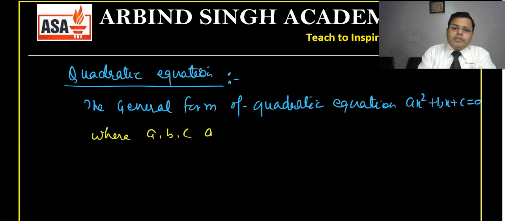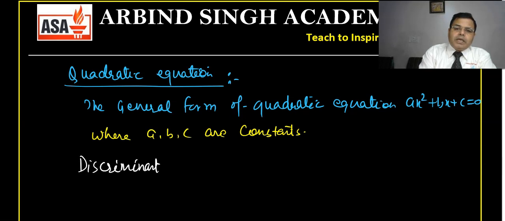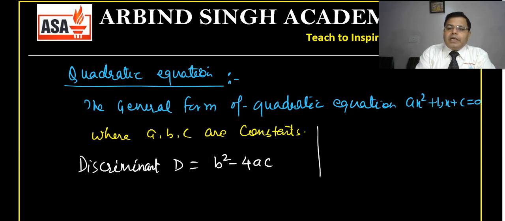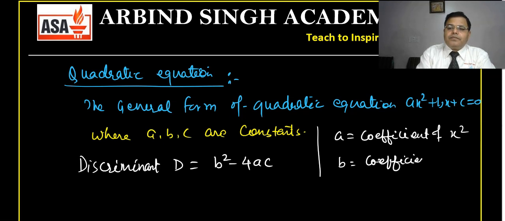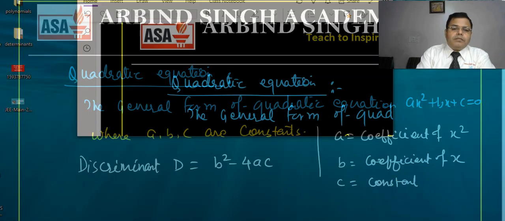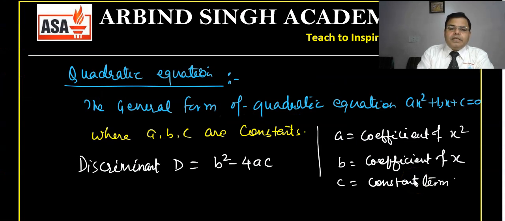a, b, c are constants. The value of x can be determined by another quantity that is called the discriminant. Discriminant D is equal to b square minus 4ac. Where a is the coefficient of x square, b is nothing else but the coefficient of x, and c is nothing else but the constant term, right? c is the constant term.